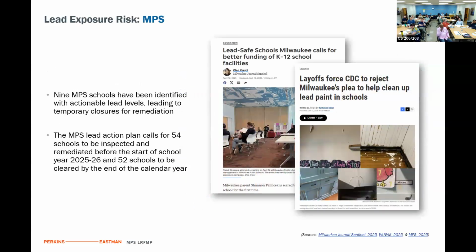Lead exposure. We know there's a lot of information available right now related to lead exposure risk. Just highlighting some key details: the 9 schools that have been identified with actionable levels, some that have already reopened from temporary closures, and the MPS lead action plan that was released, calling for 54 schools to be inspected before the start of next school year, and another 52 before the end of the calendar year.